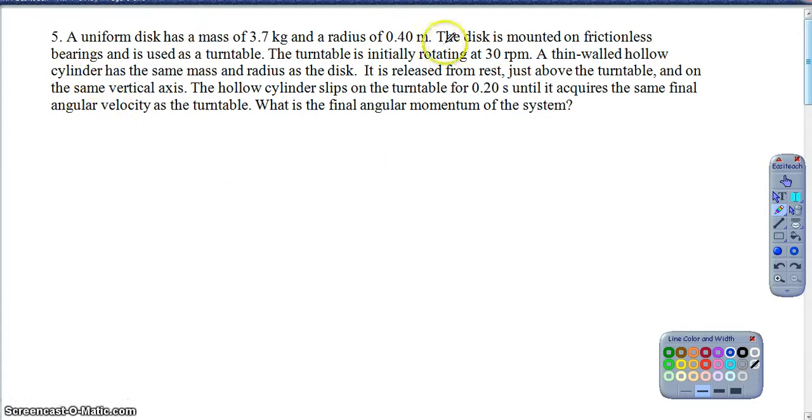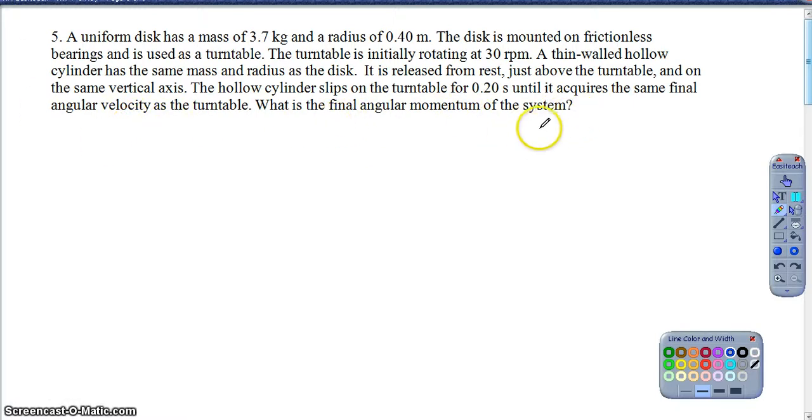So they give you the disc mounted on frictionless bearings here, and it's rotating at a 30 RPM rate. Then a thin-walled hollow cylinder is dropped onto that disc. It's released from rest just above the turntable. The hollow cylinder slips on the turntable for 20 seconds until they acquire the same final velocity. What is the final angular momentum of the system?